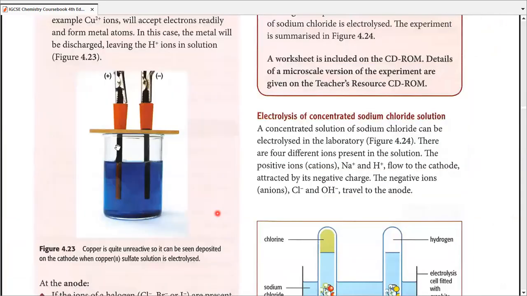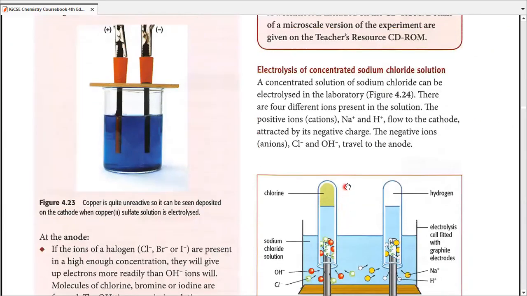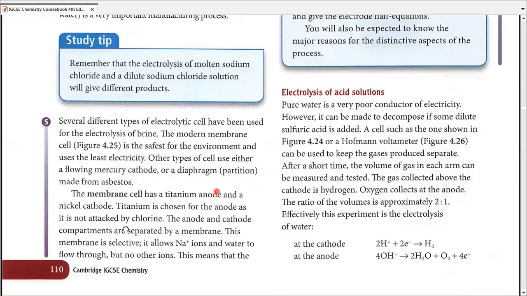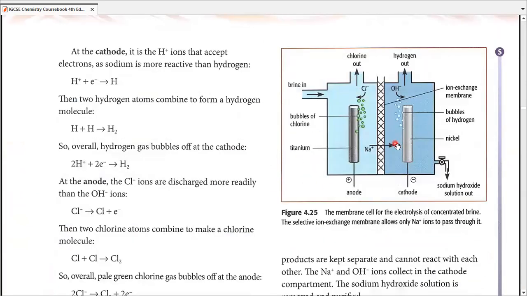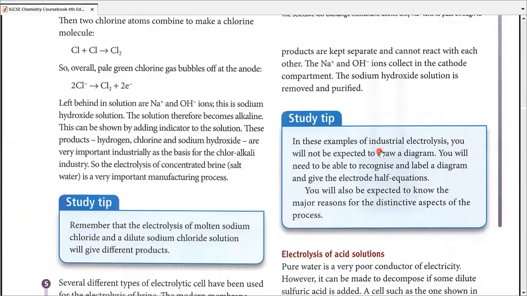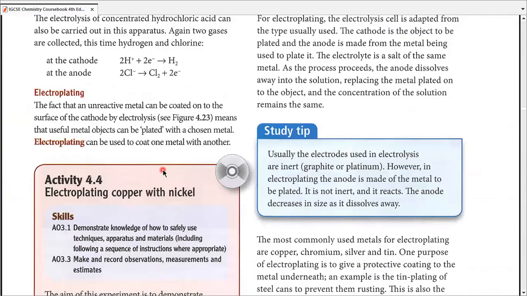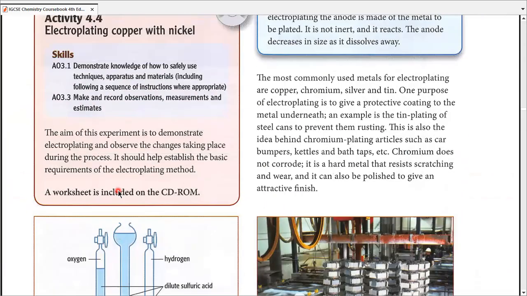They discuss that we've already discussed what happens at cathode, what happens at anode, all of that. Then for industrial electrolysis, we have electrolysis of concentrated sodium chloride solution. We have this diagram we need to discuss. What happens if we do it in industry? There is a separate industrial diagram over here for the same cell electrolysis. Moving on, electrolysis of acid solutions, which we really call electrolysis of water, for which we have diagram 4.26 at the bottom of page 111.